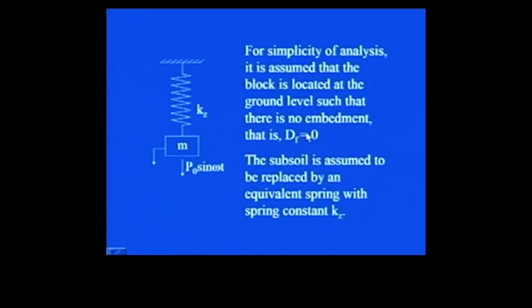Now, you see that the picture which was in inverted form can be simplified like this: this is the rigid base, then this is the soil, the mass is there, and it is subjected to this load P naught sin omega t. So, the subsoil is assumed to be replaced by an equivalent spring with a spring constant Kz, which represents the subsoil. m is the block or the foundation, that is, with mass m, and P naught sin omega t is the external force acting on this particular block.